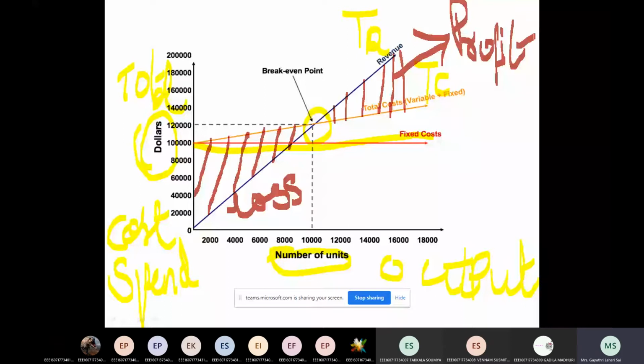Okay, so now we will see this is the fixed cost. Now we'll see where the variable cost is, the area where it is lying. So this is the total cost line. Let me use some other color.